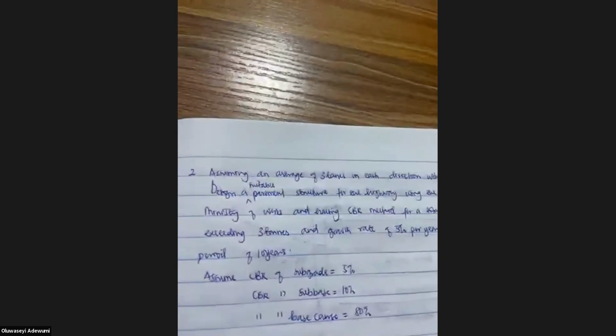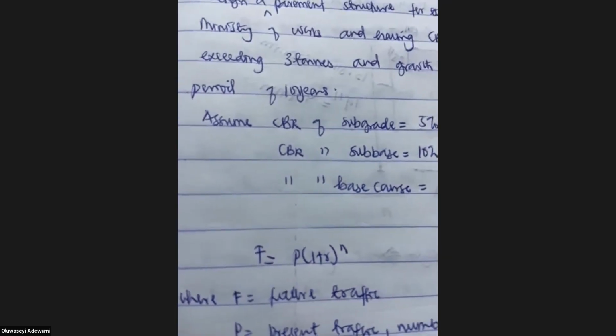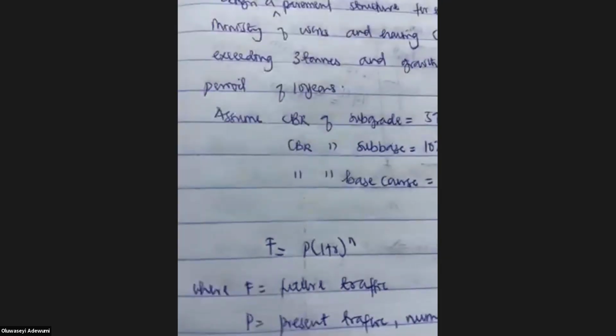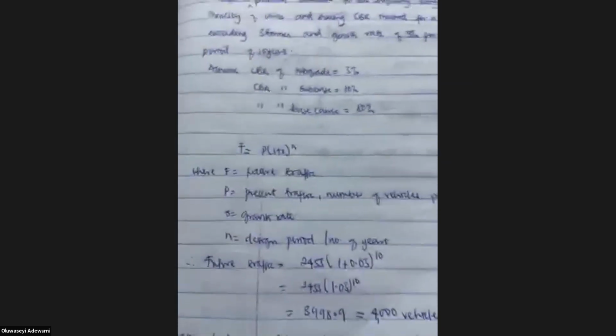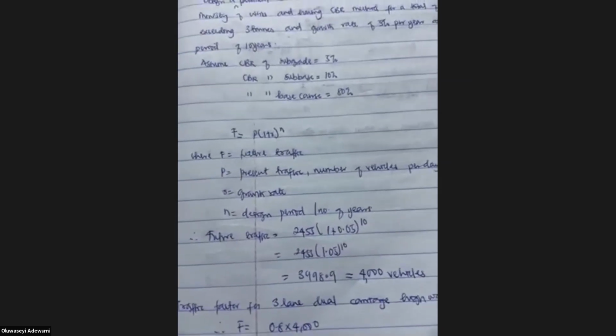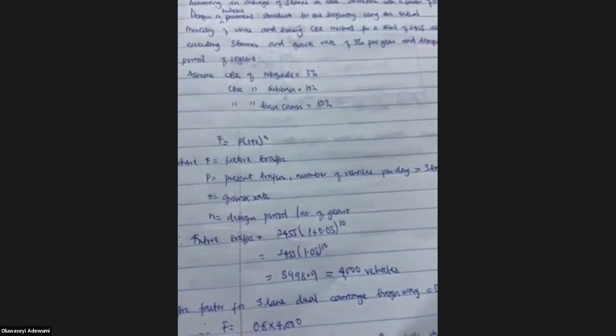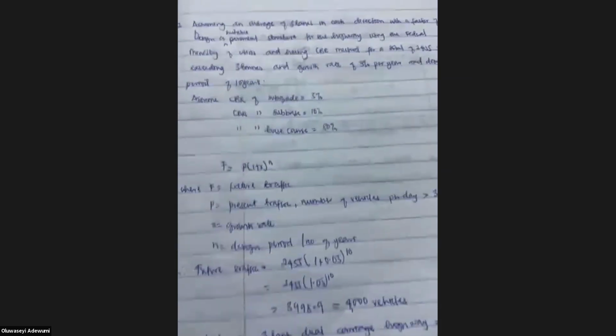Okay. So now I need you guys to take down this formula. F is equal to P into brackets 1 plus R raised by N. Are you writing down the formula? Yes. F is equals to P into 1 plus R, all brackets raised by N. Where F is equal to future traffic.